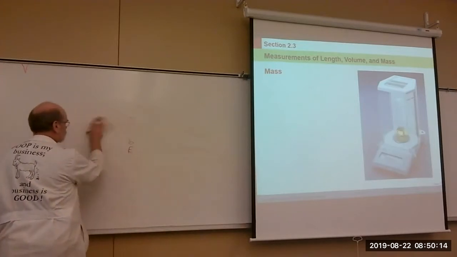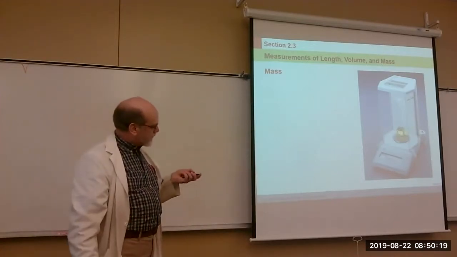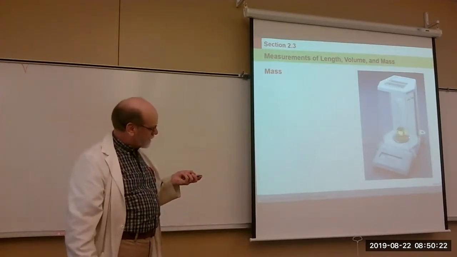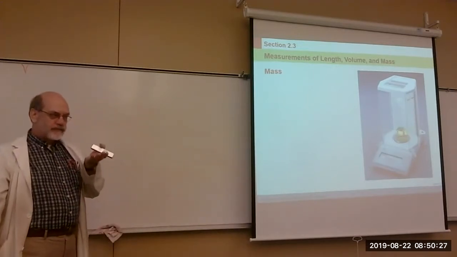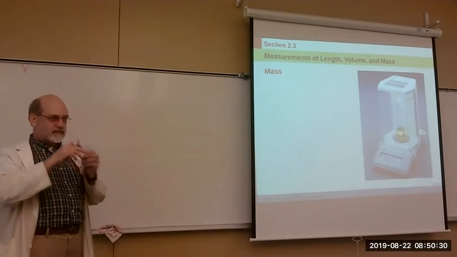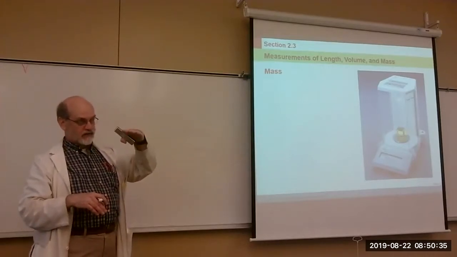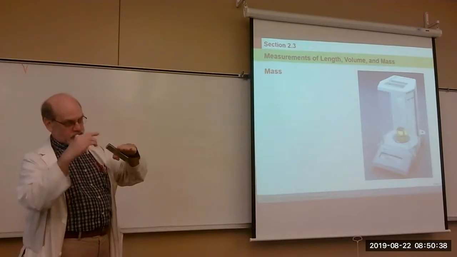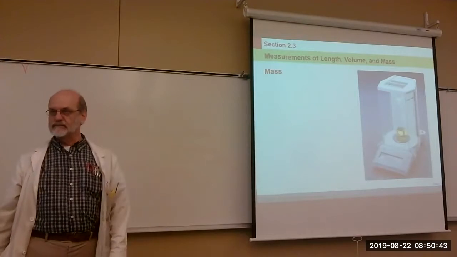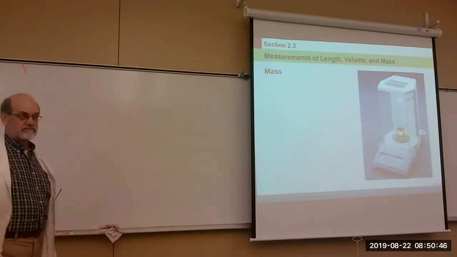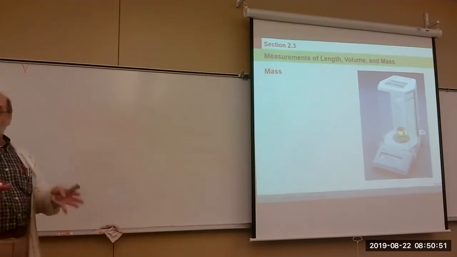But now the balances are electronic, which just means that the device that sits underneath that pan is a strain gauge. In other words, it measures the force that's being applied to it, and it spits out a current. As you put mass on it, it'll send out a higher current, the more mass you have. And that's interpreted as the mass of the object. Okay? They're very accurate, very reliable over long periods of time, and more compact.